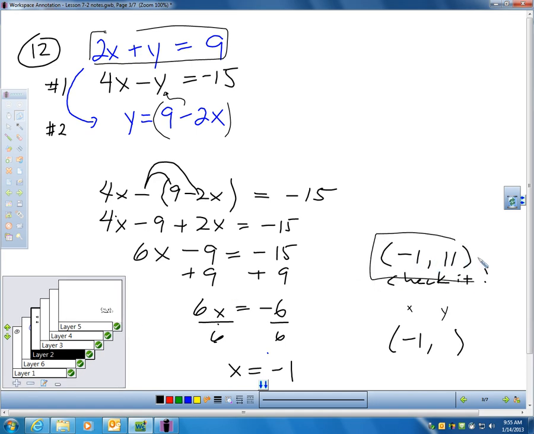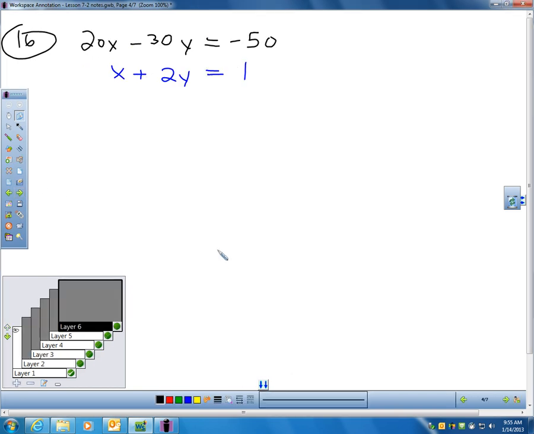So negative 1, 11 is my solution, and I can just plug in negative 1, 11 and check it in each. I already know it works here. If I plug it in here, negative 1, 11, I get negative 4 minus 11 is negative 15. It checks there. I just solved the system by substitution. Let's go to number 16.